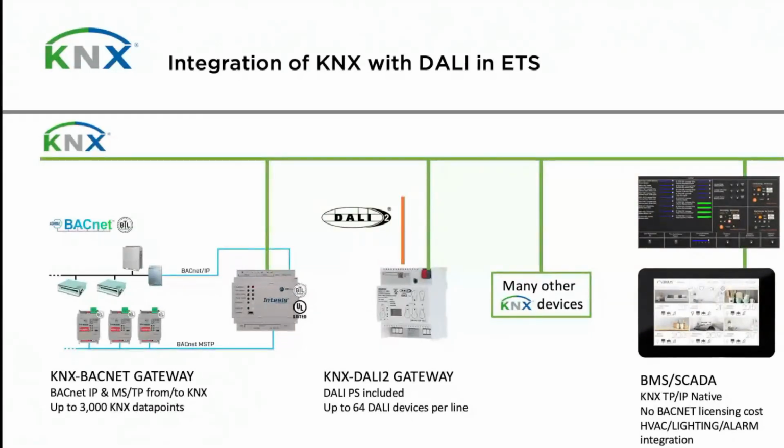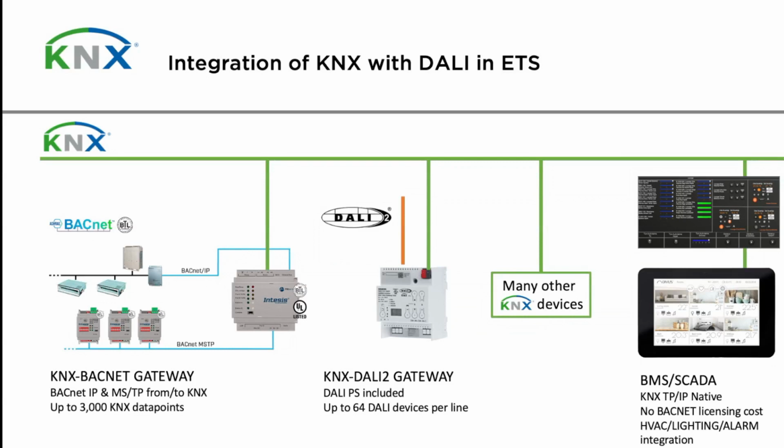And I can have BMS, SCADA that are KNX TP, twisted pair, or IP native. And I don't need the BACnet license for those, so the cost is going to be cheaper. I don't know if you know this, but BACnet is expensive in terms of licensing.